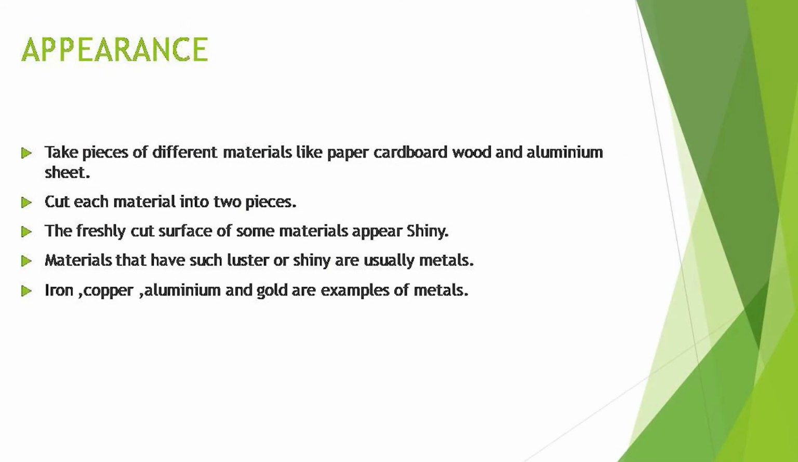The first property of materials is appearance. Now we start the first property, appearance. Take pieces of different materials like paper, cardboard, wood, and aluminum sheet. Cut each material into two pieces. The freshly cut surface of some materials appears shiny. Materials that have such luster or shine are usually metals. Iron, copper, aluminum, and gold are examples of metals.